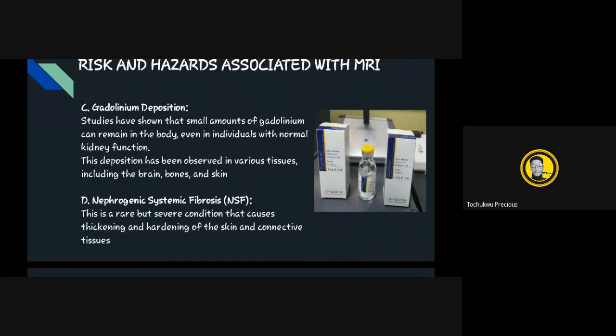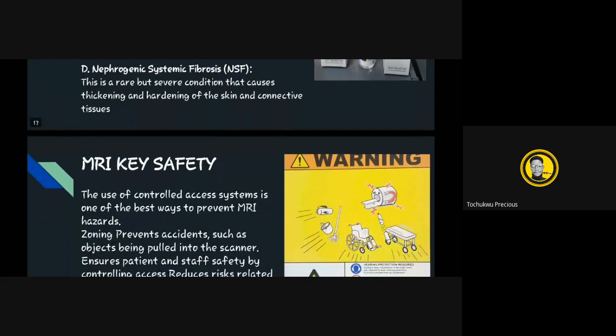Also, we have gadolinium deposition. Studies have shown that even in people with normal kidneys, sometimes years after contrast-based MRI, they still have deposits of gadolinium in them. But up until now, there has not been any actual correlation between the deposition of gadolinium and any specific harm. Also, we have nephrogenic systemic fibrosis. This is a condition that causes thickening and hardening of the skin and connective tissues.